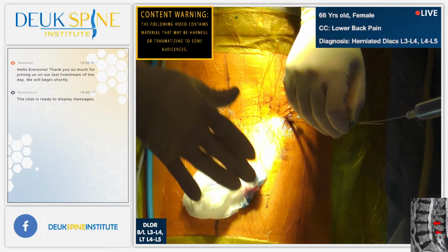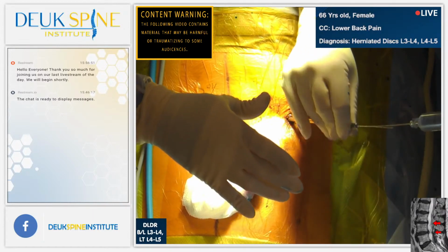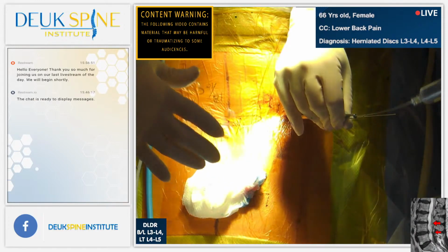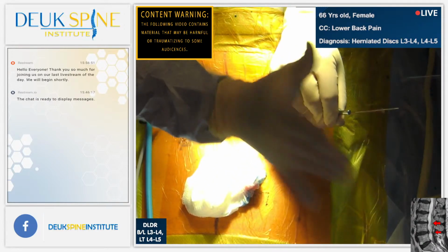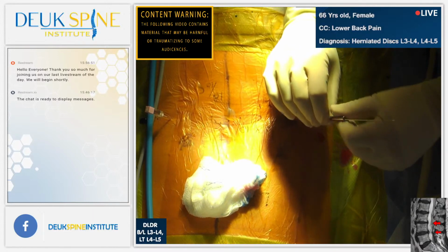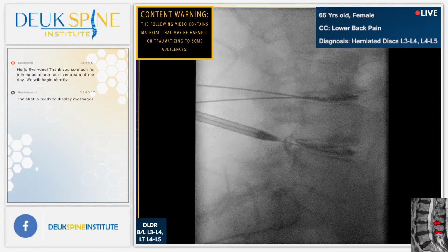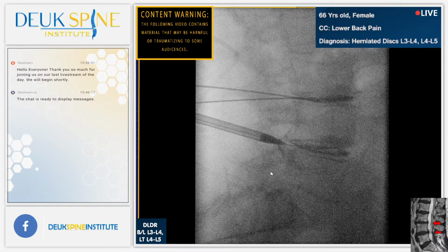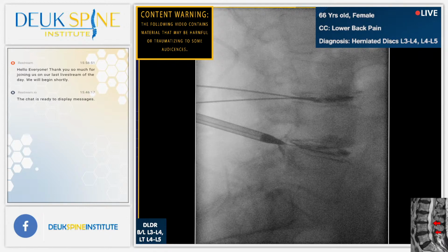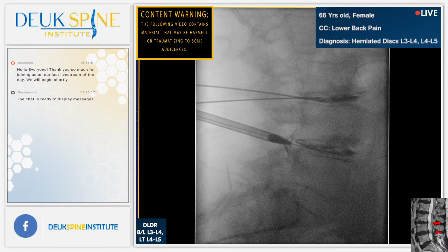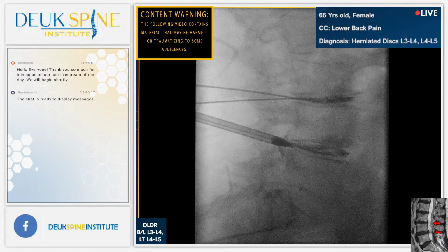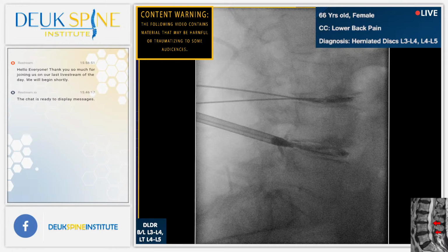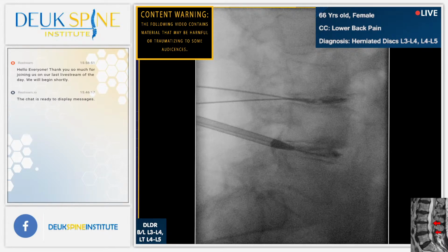That's it right there. Look at the herniation we're hitting right there. Isn't that cool? Big tear. Dilator's going in pretty easy.